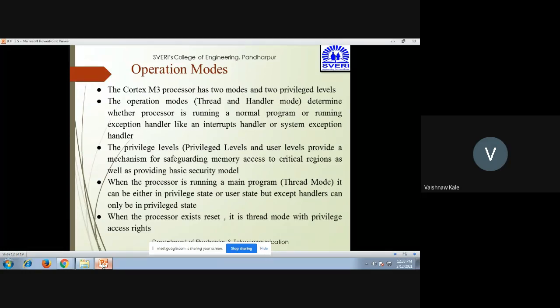Now privilege level and user level provide a mechanism for the basic security model. When the process is running as a main program, it can be either in a privileged state or in the user state. But exception handlers can only be in a privileged state. If there is an exception handler, then at that time it is in the privileged state. When the processor goes into reset, at that time it is in thread mode with privileged access.